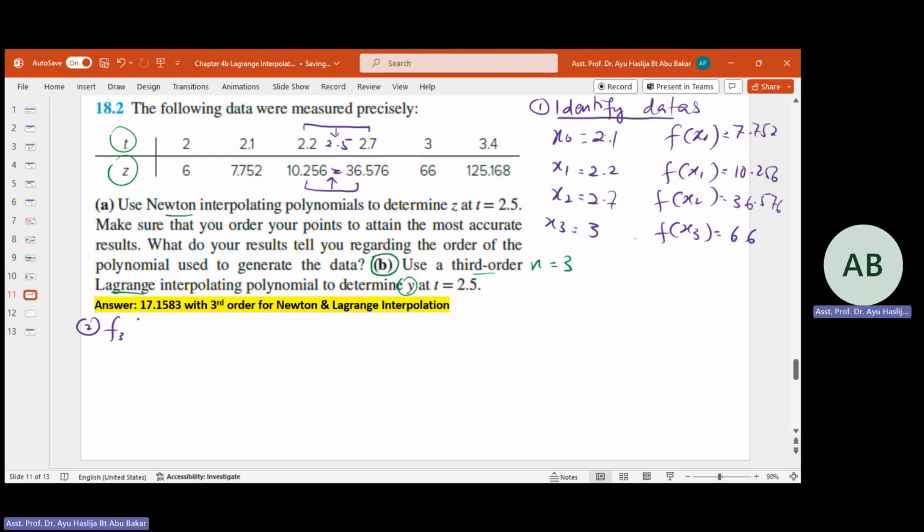So F3, 2.5. Your x, which is your t, goes to 2.5. Lagrange, okay, Lagrange, so it involves the weighting function. Okay, expand the equation first.